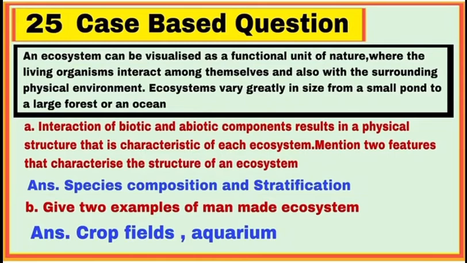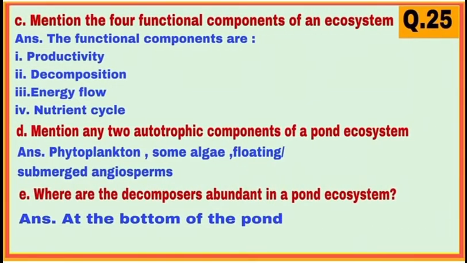Question number 25. It is based on structure of an ecosystem, types of ecosystems, natural and man-made, functions in the ecosystem and various components of an ecosystem. Based on this, check part A and B of the question and part C, D and E of the case given.